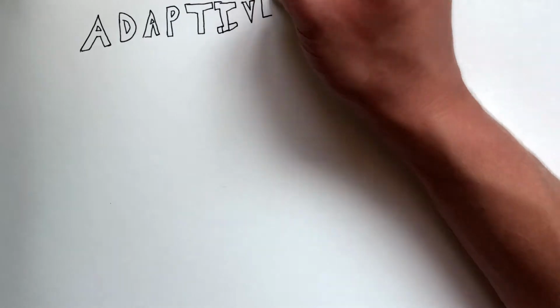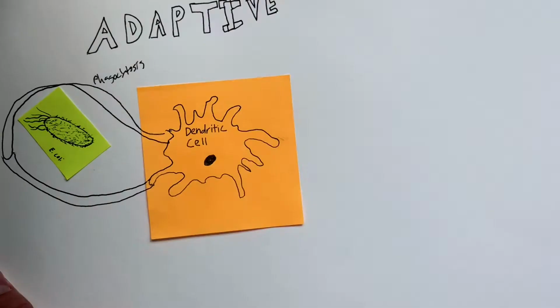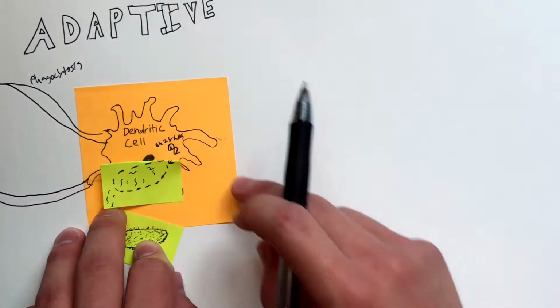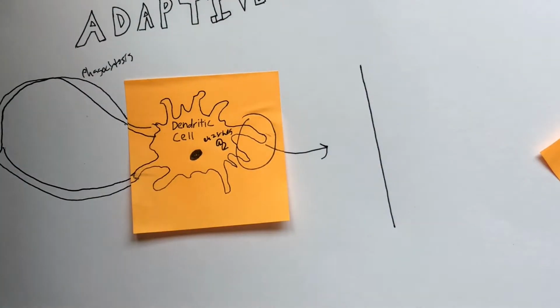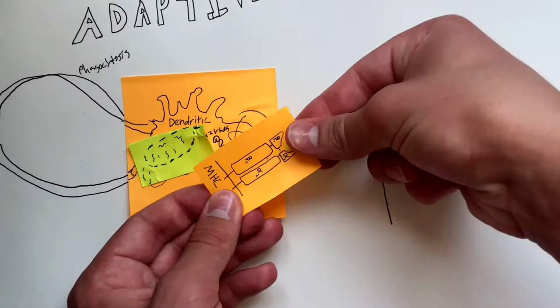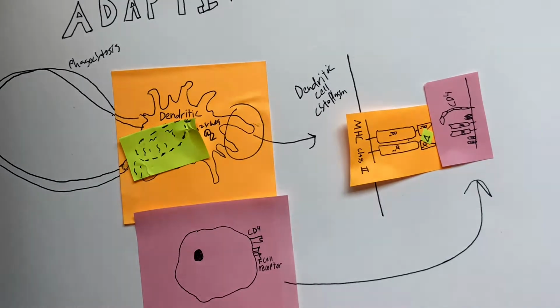Next up is the adaptive specific immune system, composed of the humoral and the cell-mediated responses, both of which can be provoked by antigen-presenting cells. These macrophages and dendritic cells engulf the pathogens and digest them into smaller pieces. These pathogenic antigens are presented to passing immune cells using the class II major histocompatibility complexes.